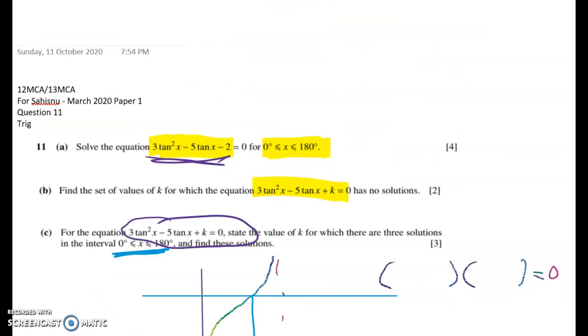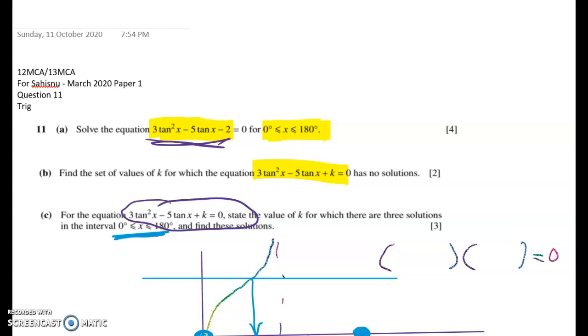So there you go. That's all of that trig question done. I'm going to do your coordinate geometry one in a few minutes.